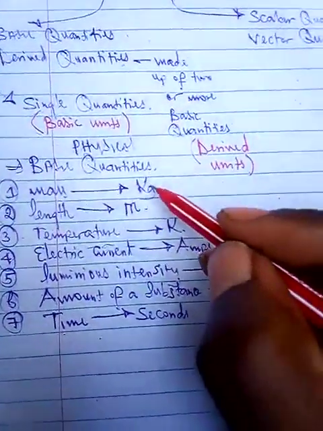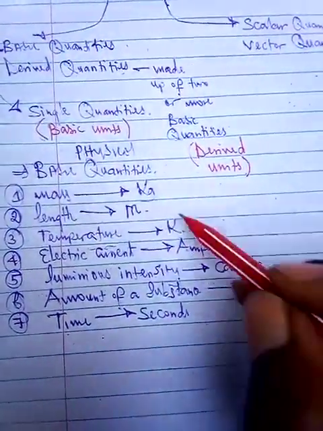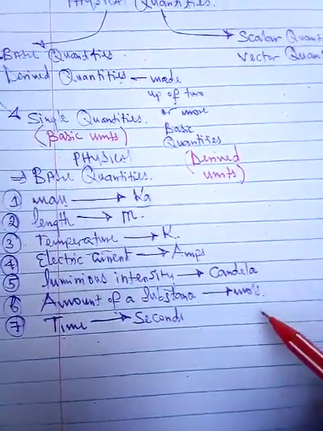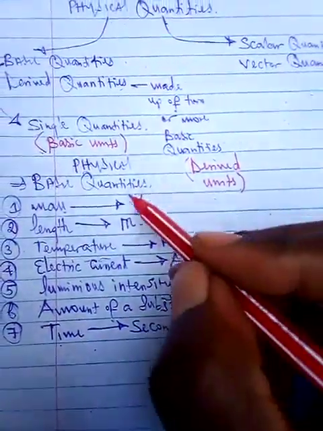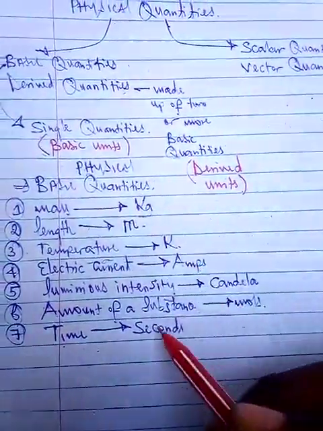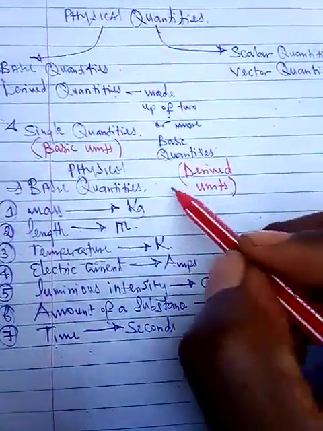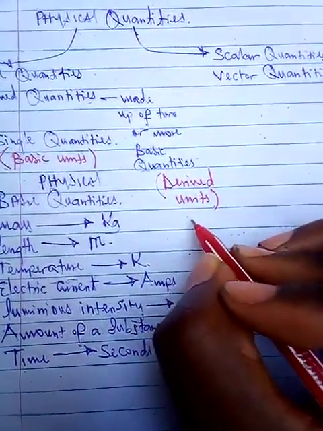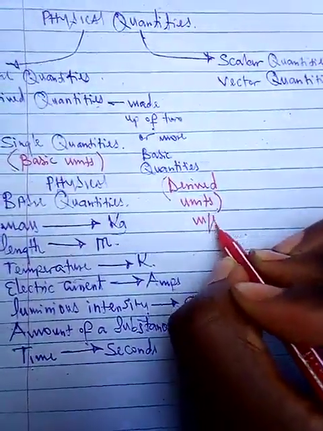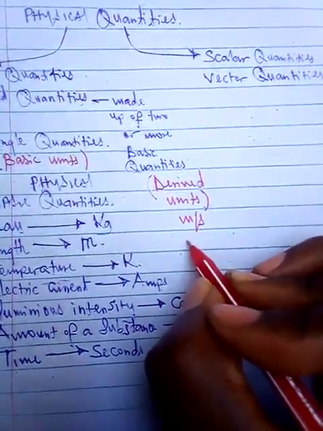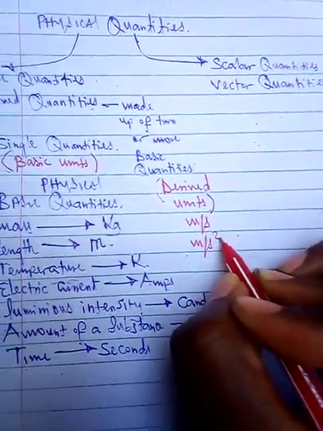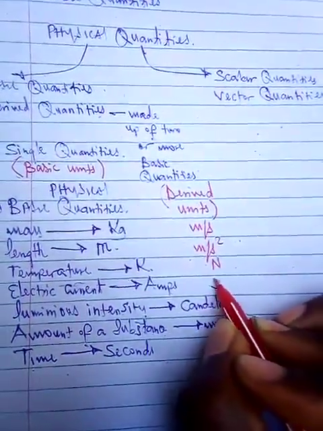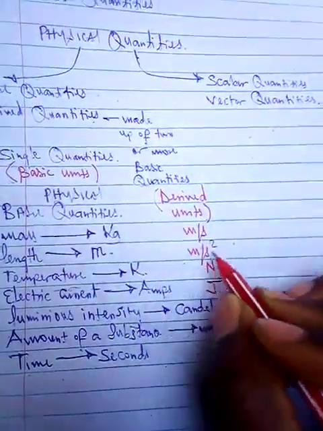All these units that you see me put here are basic units: the kilogram, the meter, the Kelvin, the ampere, the candela, the moles, the seconds. All these are basic or single units of measurement here. Examples of derived units, you should be very careful. Examples of derived units, we can talk about the meter per second, the meter per second squared, the Newton, the joule. There are many which I can just put here.